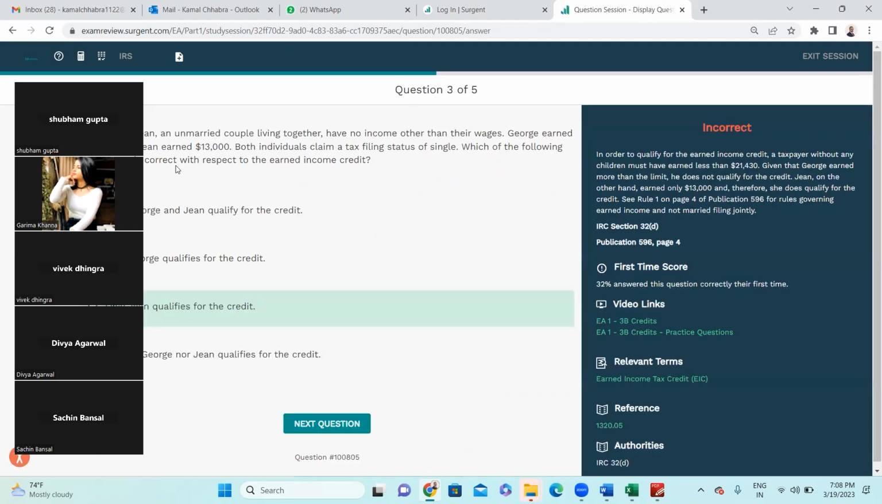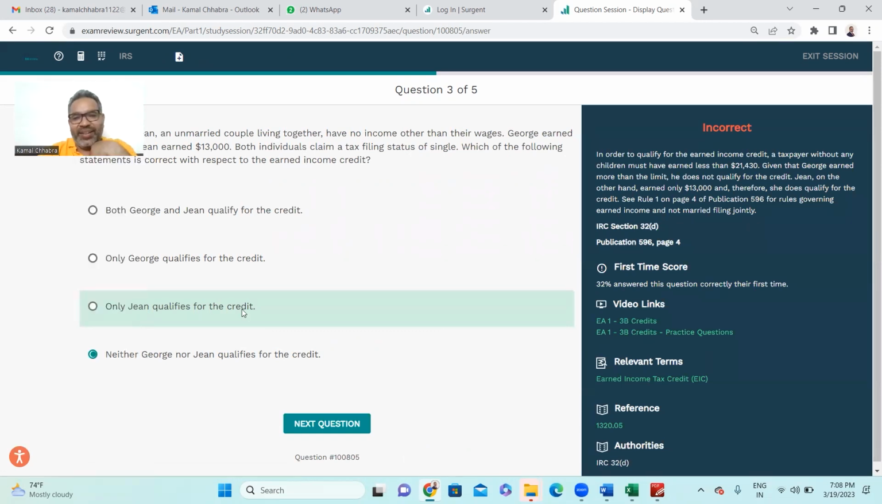Okay, but that's incorrect. So only John can qualify. In order to qualify for the earned income credit, the taxpayer without any children must have earned less than 21,430. Given that George earned more than that limit, he does not qualify for the credit. John, on the other hand, earned 13,000. Therefore, he does qualify for the credit. For the rule governing earned income, not married filing jointly is okay. So it's not required to be married filing jointly.